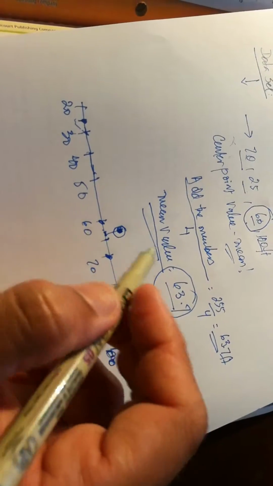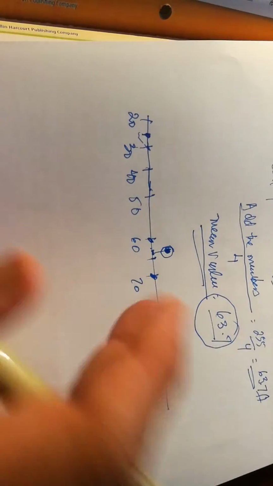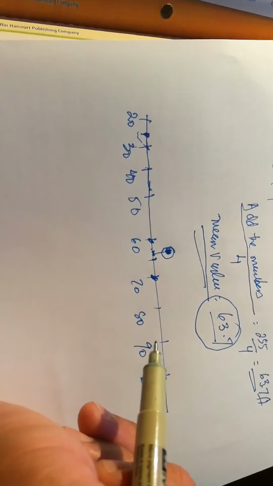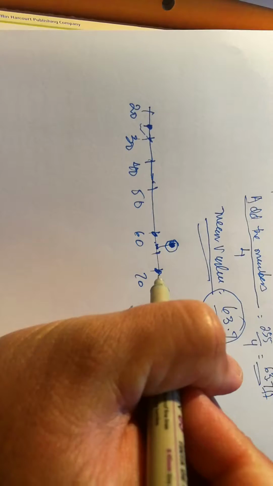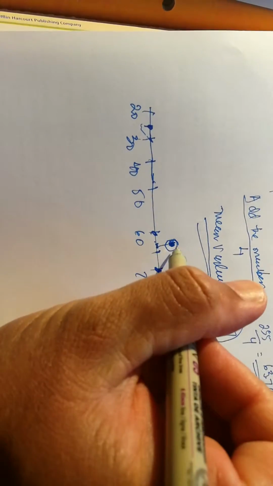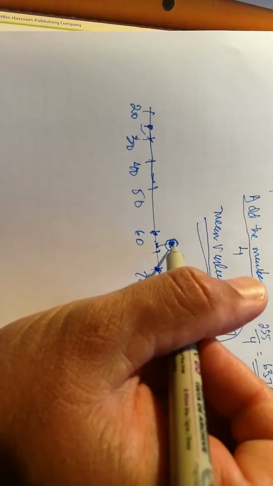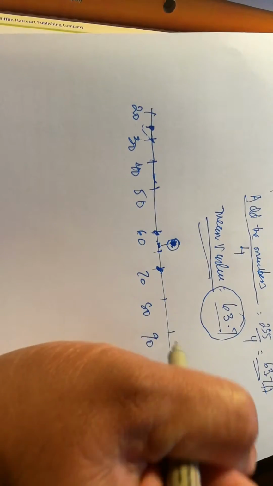Now, MAD, which is mean absolute deviation. What does it represent? It basically gives you a number of how far each of these data points is from the mean. How far is each of these data points from the mean?